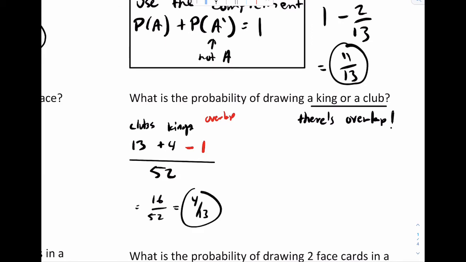4 over 13. Now the other way you could do "or" is simply just think about it. 13 clubs and then 3 kings left, because you already counted the king of clubs right here. And that's over 52, which is the same thing.